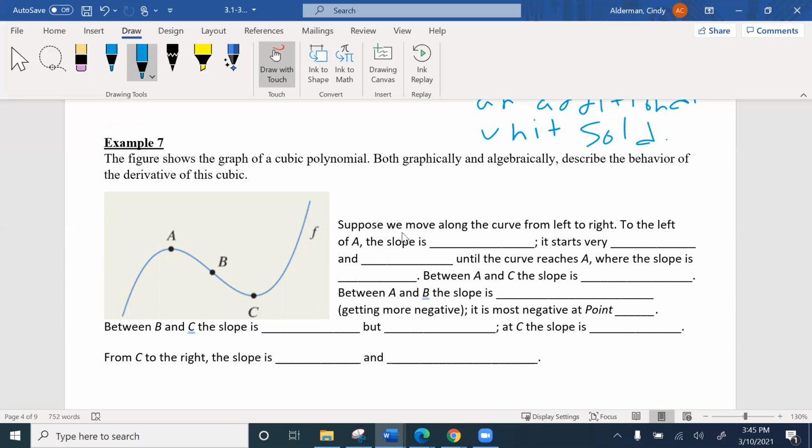Okay, so suppose we move along the curve from left to right. To the left of A, the slope. Now, when we talk about slope, slope is either going to be positive or negative. So what's the slope doing to the left of A? It's definitely positive, because you can see that if we draw instantaneous lines, all of those lines are going to be positive.